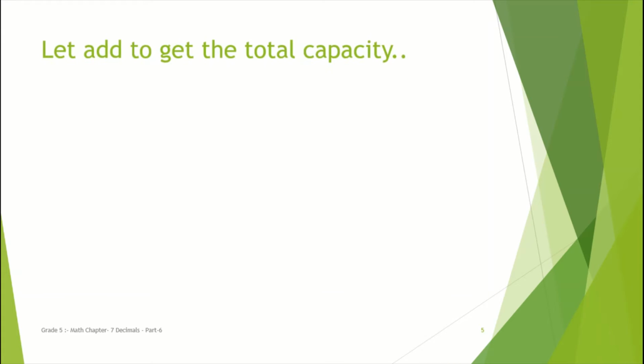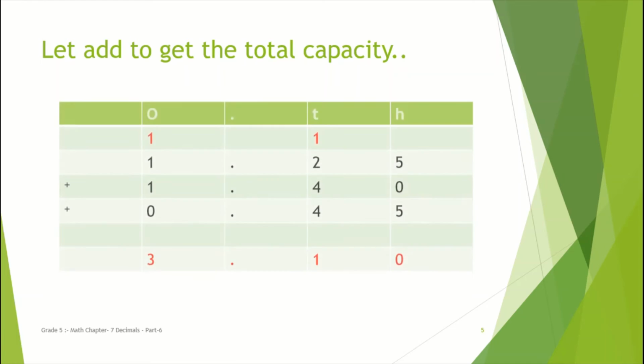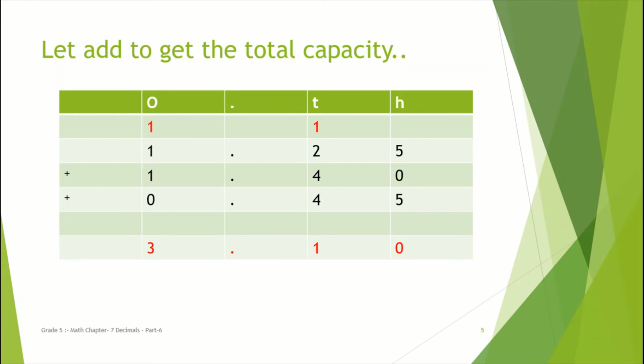So let's add. For adding, scholars, first of all we have to make this decimal place value chart. Here I have made the decimal place value chart and I have arranged the numbers according to their place value. See, the first number, that is 1.25, is the capacity of the first jar, 1.40 is the capacity of the second jar and 0.45 is the capacity of the third jar.